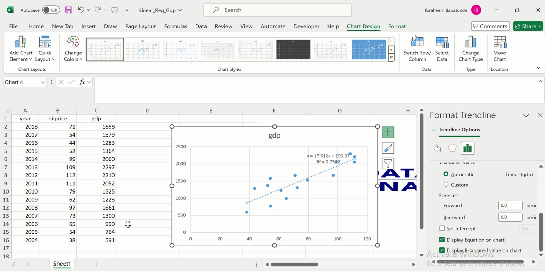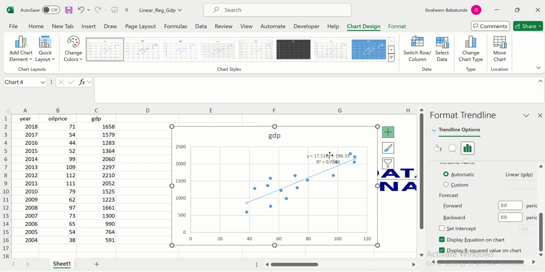Now, if you want to forecast what will happen to the GDP if the oil price is increased by $1, you can see that I have y = 17.512x + 196.33. This y is our GDP, which is our dependent variable, while this x is our price, which is the independent variable. We also call it the exogenous variable, while we call this GDP the endogenous variable. The reason we call this one exogenous is because it is not influenced within this model. It is influenced outside this model.